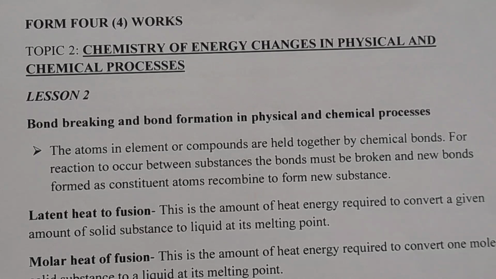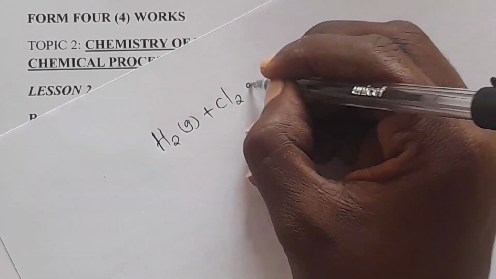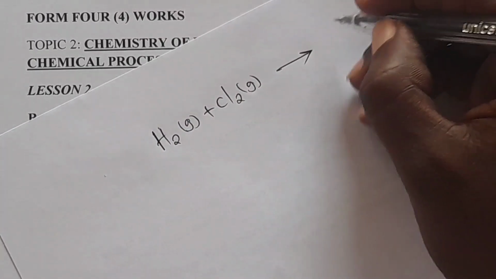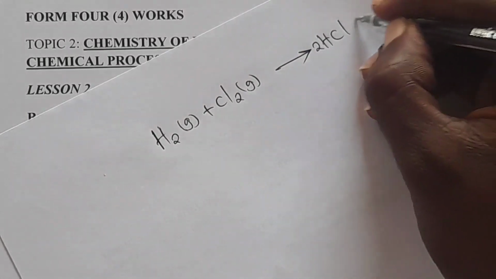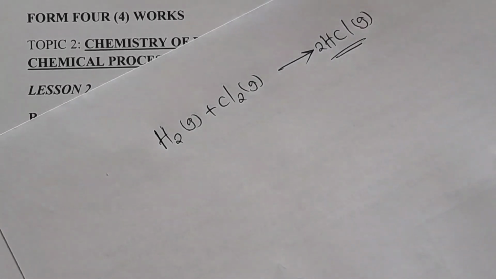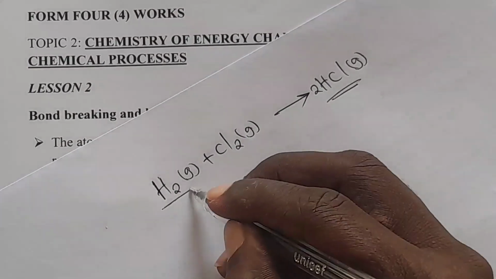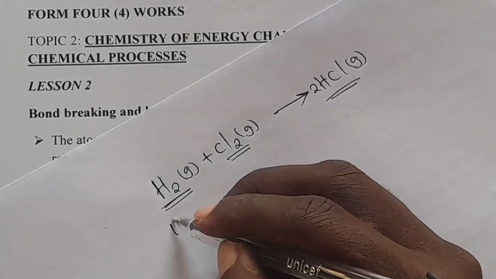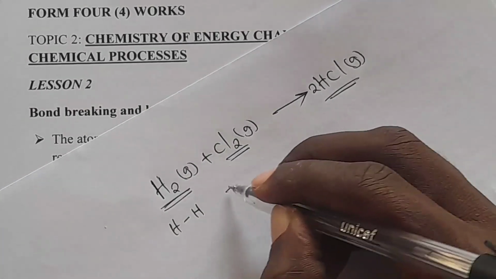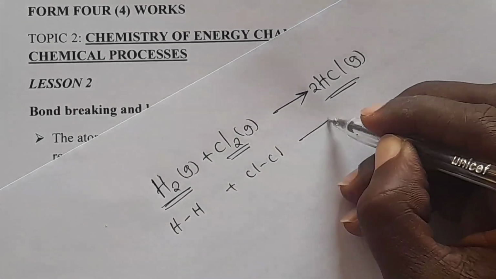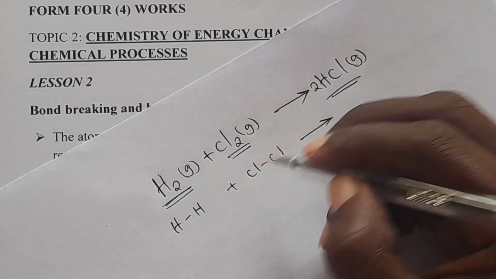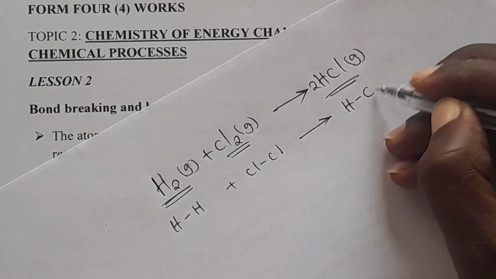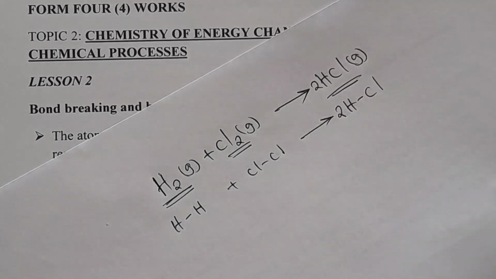For example, if you are dealing with a reaction like hydrogen gas reacting with chlorine gas, we are going to get the product as hydrogen chloride gas. But before you get this product, the bonds in the reactants are broken down. That means here we have the hydrogen bond plus the chlorine bond. They will be broken down and recombine to form the hydrogen chlorine bond, which gives 2 moles.